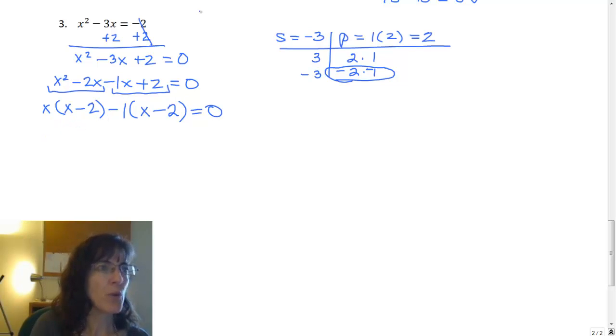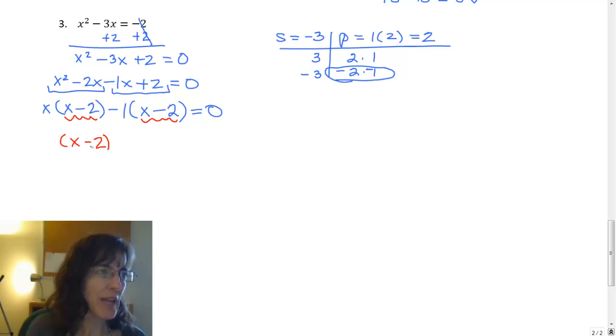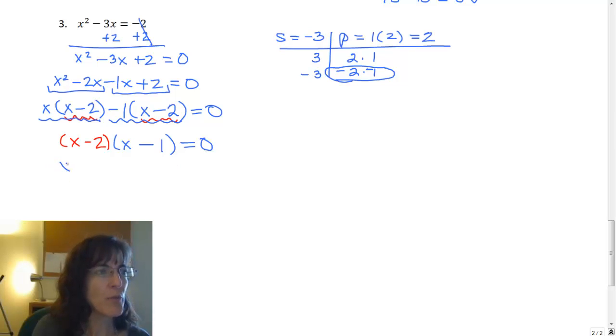Now I'm looking for a factor in common, and I can see that I have this x minus 2 that matches exactly because we worked on it, right? And so I have x minus 2 as a factor in common, and I want to see what do I have to multiply x minus 2 by to get this first term here, and the answer is x. And then what do I have to multiply x minus 2 by to get this last term here, and the answer is a -1. Set that to 0.